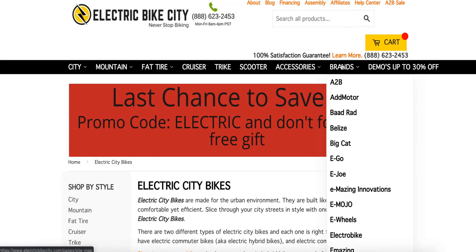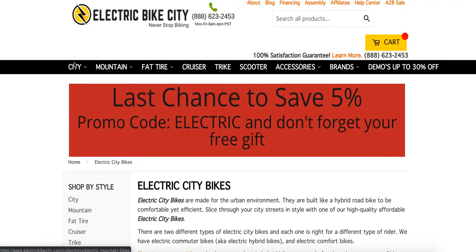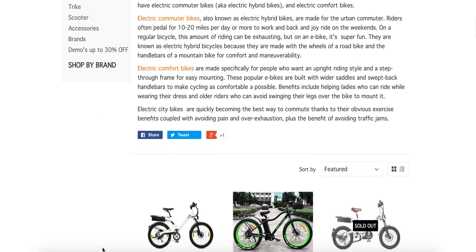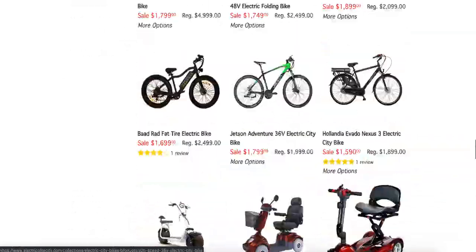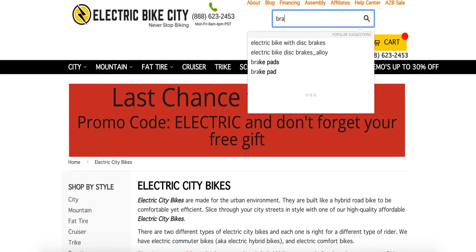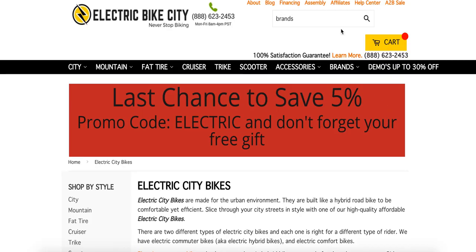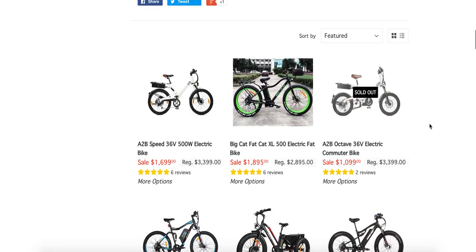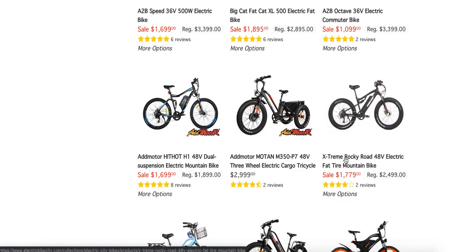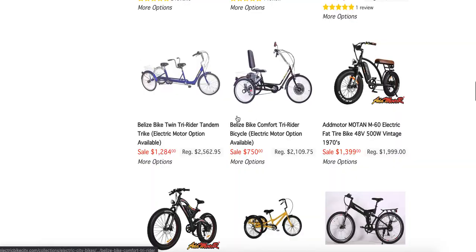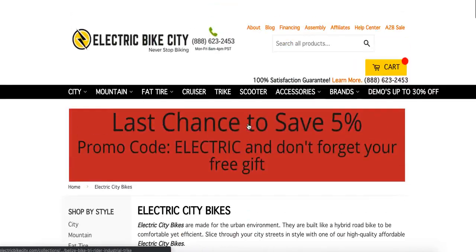If the store you're researching does not have any kind of brands drop down, you can go to the actual category pages, like this is a category page, and look on the left-hand sidebar. Sometimes they have a list of brands there. And if they don't have a list of brands anywhere, you can maybe type into the search bar brands, and it might come up with the actual page for all their different brands. If not, then you're going to have to just go through the products one at a time and look for the brand name. So like this one is A to B, Big Cat, A to B Extreme, Ad Motor, Belize, okay? And so those are going to be the brand names.